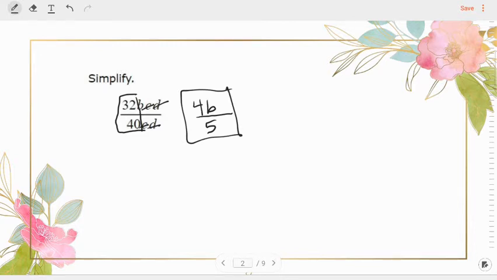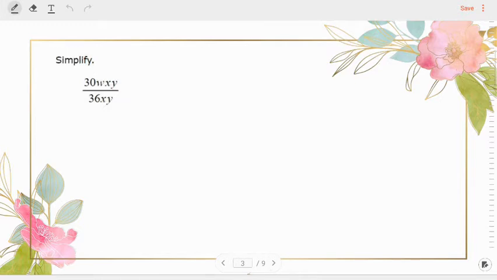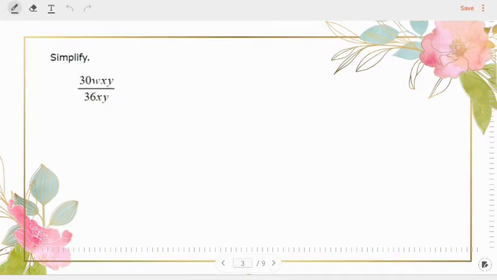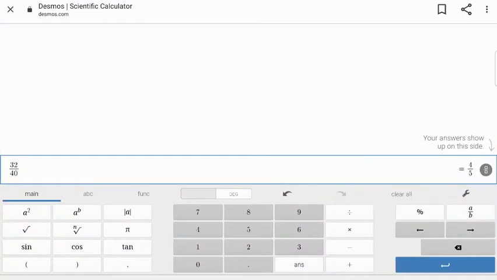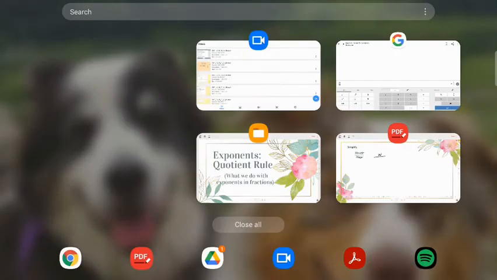So let's try that again, just to make sure you got the hang of that. Again, I'm going to look at the variables and look for any common factors on top and on bottom. X is going to cancel out x, and y is going to cancel out a y. As I rewrite my fraction, w remains on top, and 30 over 36 is 5 over 6.